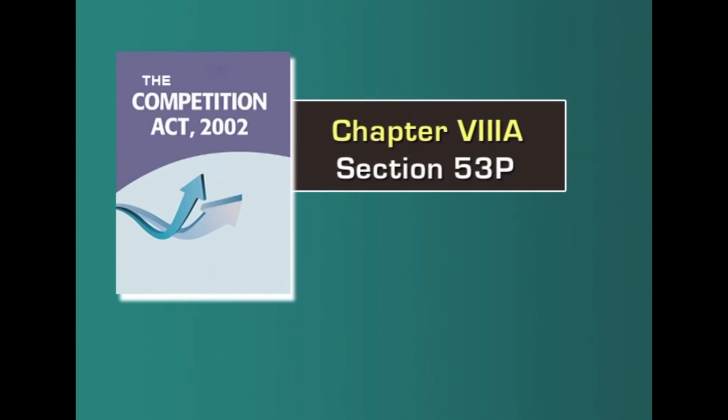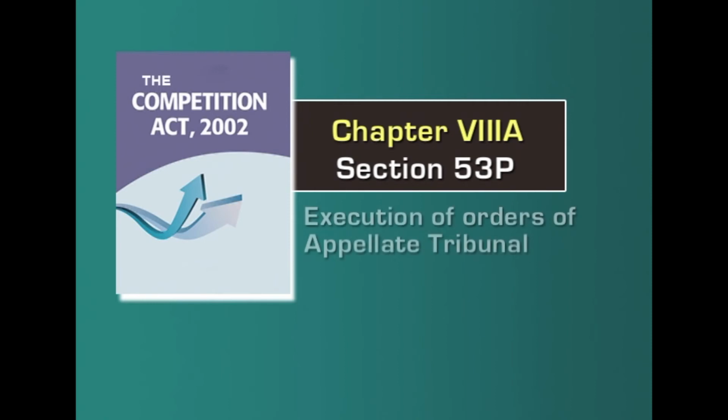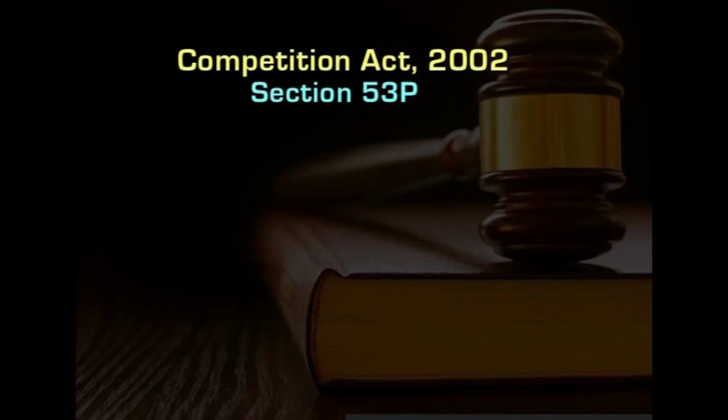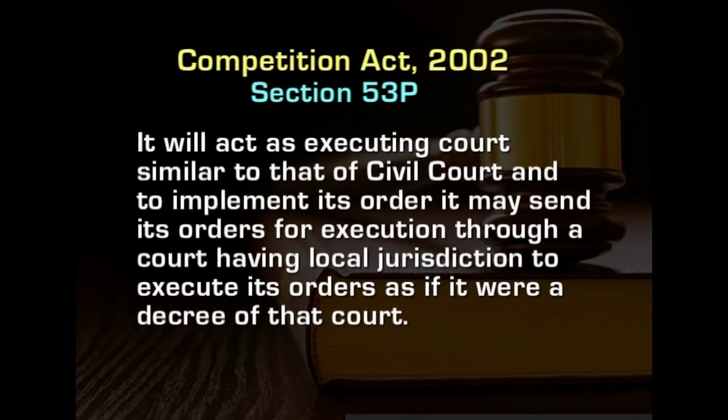The next important provision that is relevant for discussion is section 53P. Section 53P talks about execution of the orders of the Appellate Tribunal. It says the Appellate Tribunal will act as an executing court similar to that of a civil court, and to implement its orders, it may send its orders for execution through a court having local jurisdiction to execute the orders as if it were a decree of that particular court. For the purpose of our understanding, in a simpler sense, any orders of the Appellate Tribunal will be treated like a decree in civil proceedings and will be executed in the same manner as a decree is executed.